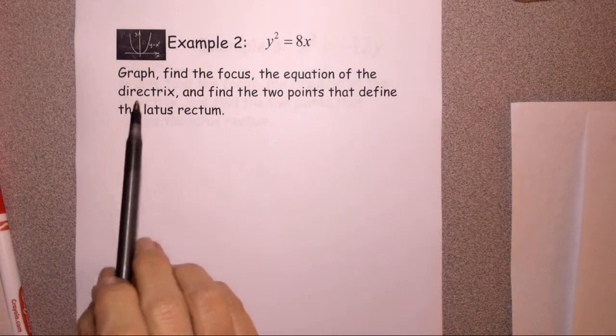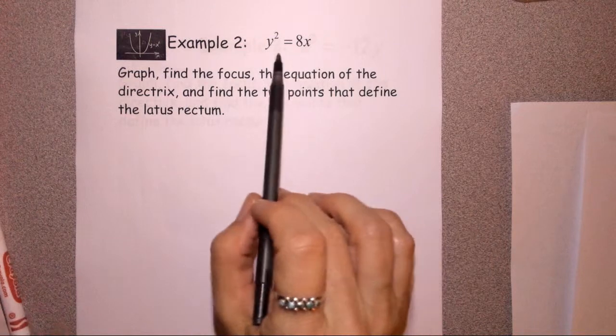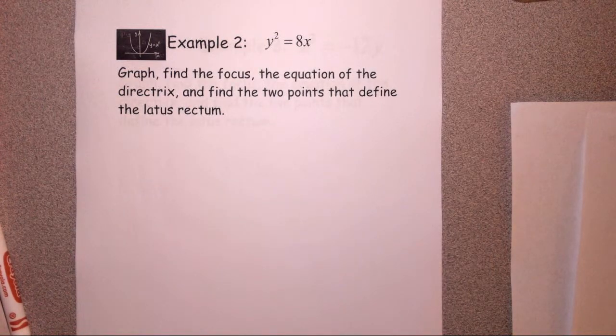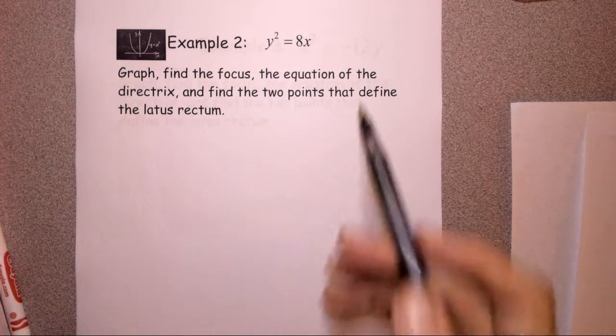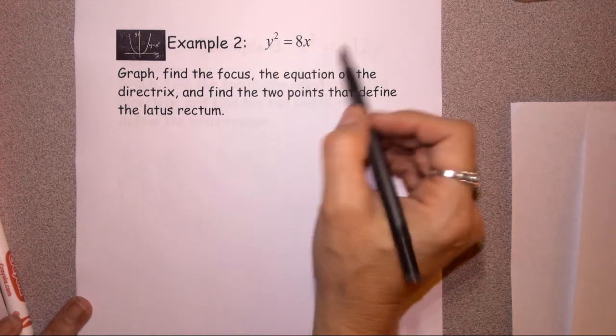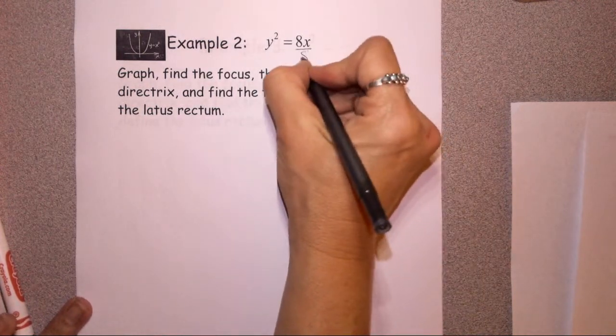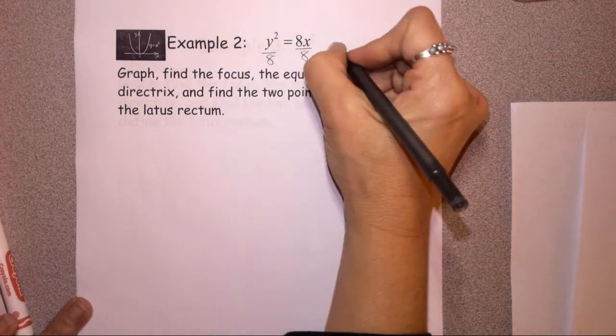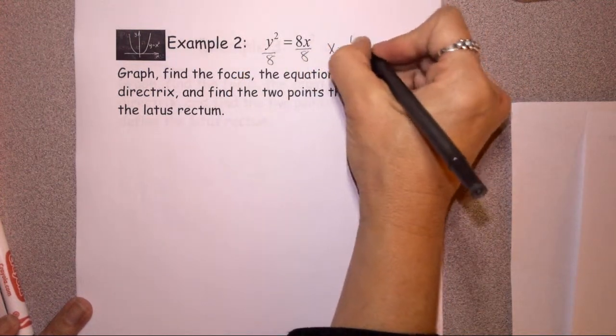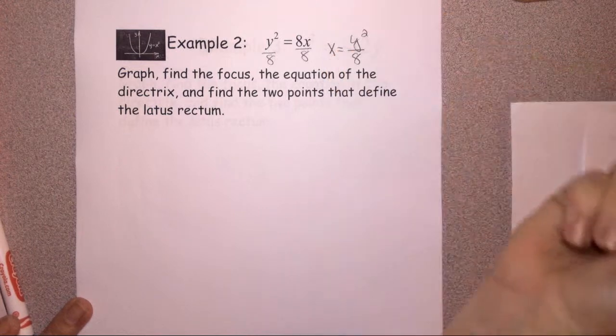Okay, example 2. This time they gave me the equation, and you're always going to solve for the letter that's not squared. So if I solve for the letter that's not squared, I'm going to solve for x. That says 8 times x. I'm going to divide both sides by 8. So x equals y squared over 8.